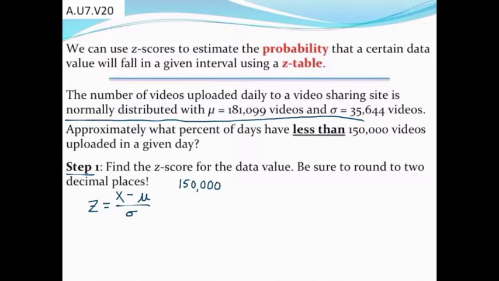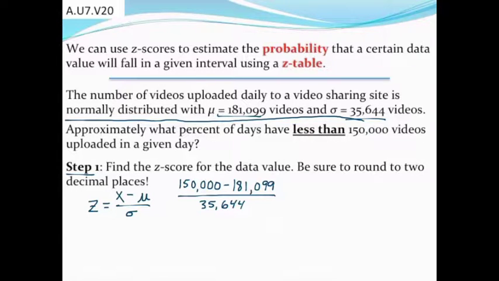We're then going to subtract mu. That Greek letter mu represents our average, our mean score. I can see that that mu value, that average number of videos uploaded, was 181,099 videos. And then I'll divide by sigma, which represents our standard deviation. We're given that value as well, this 3,644 value. Not a fun one to do by hand, but hopefully you have a calculator, and then that's not a big deal at all.